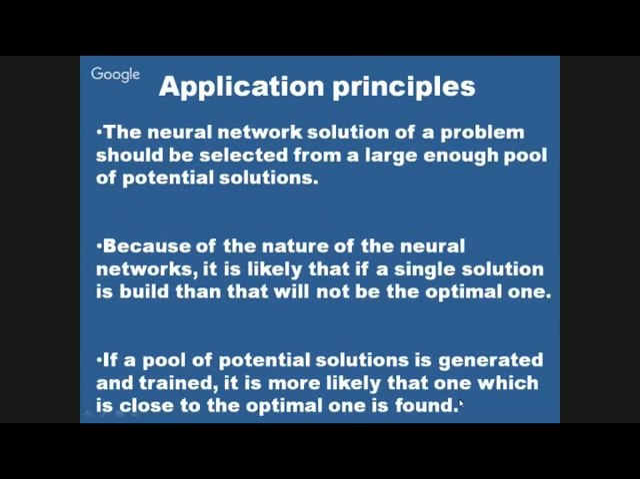The neural network solution of a problem should be selected from a large enough pool of potential solutions. Because of the nature of neural networks, it is likely that if a single solution is built, then that will not be the optimal one, right? So don't be disheartened if you are getting a number of solutions. Finally, you will get the optimal one. If a pool of potential solutions is generated and trained, it is more likely that one which is close to the optimal one is found and is accurate.